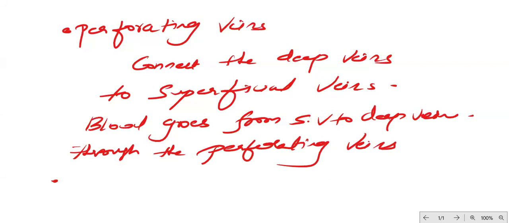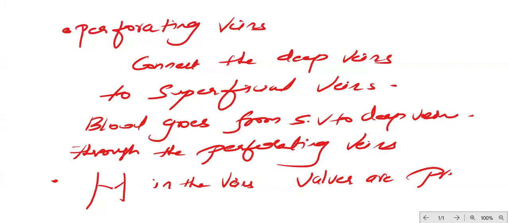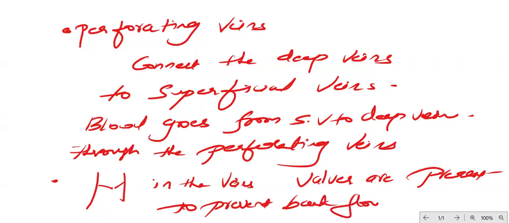And the second thing is that in the veins we have valves. Valves are present to prevent backflow. Sometimes these valves will be damaged. Valves are present in superficial veins, in perforating veins, and in deep veins. So this is very important.